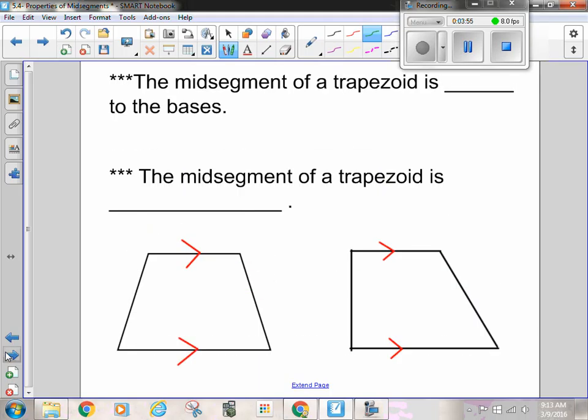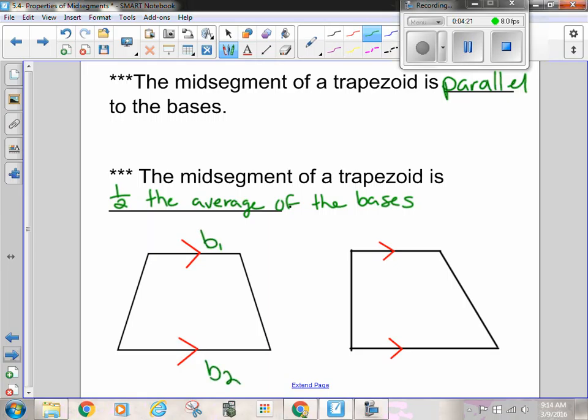So a midsegment of a trapezoid is, again, parallel to the bases. And a midsegment of a trapezoid is, now here's the new thing, half the average of the bases. So what that means is we have base 1 and base 2. My midsegment is, the little formula that you're going to want to keep in mind, base 1 plus base 2, divided by 2. That's what this says here. It's my midsegment formula. And the same thing goes for my non-isosceles trapezoid.